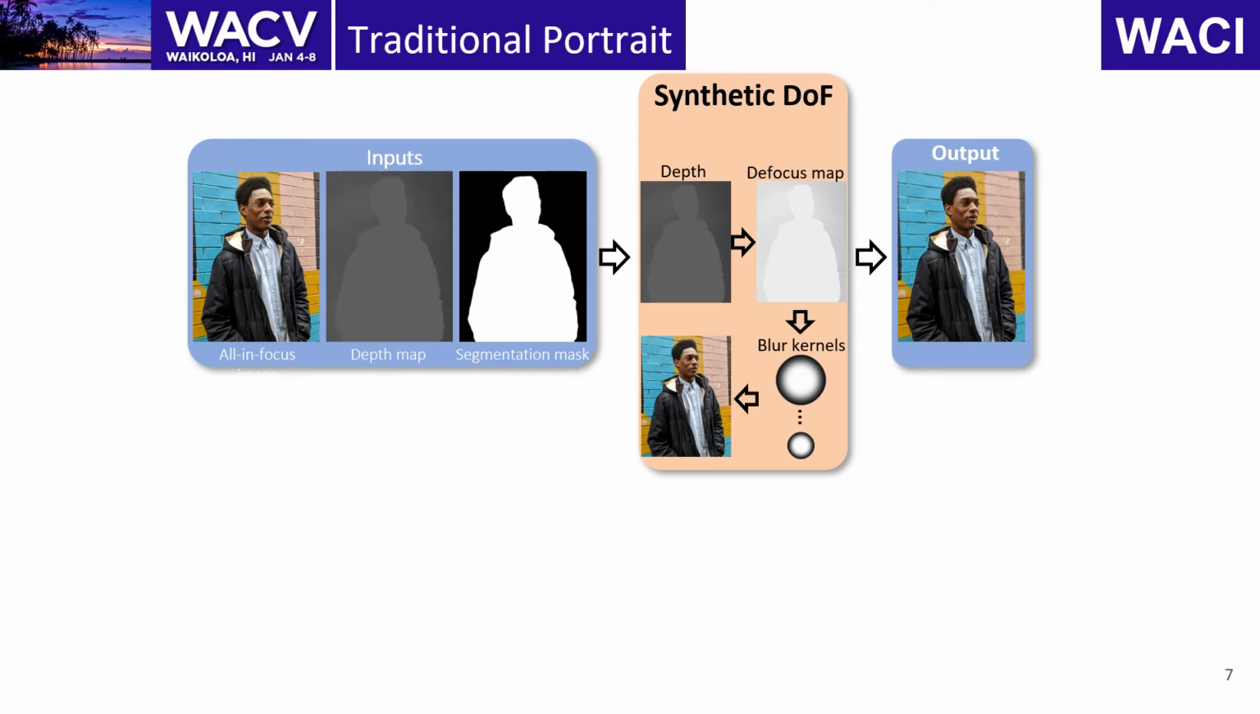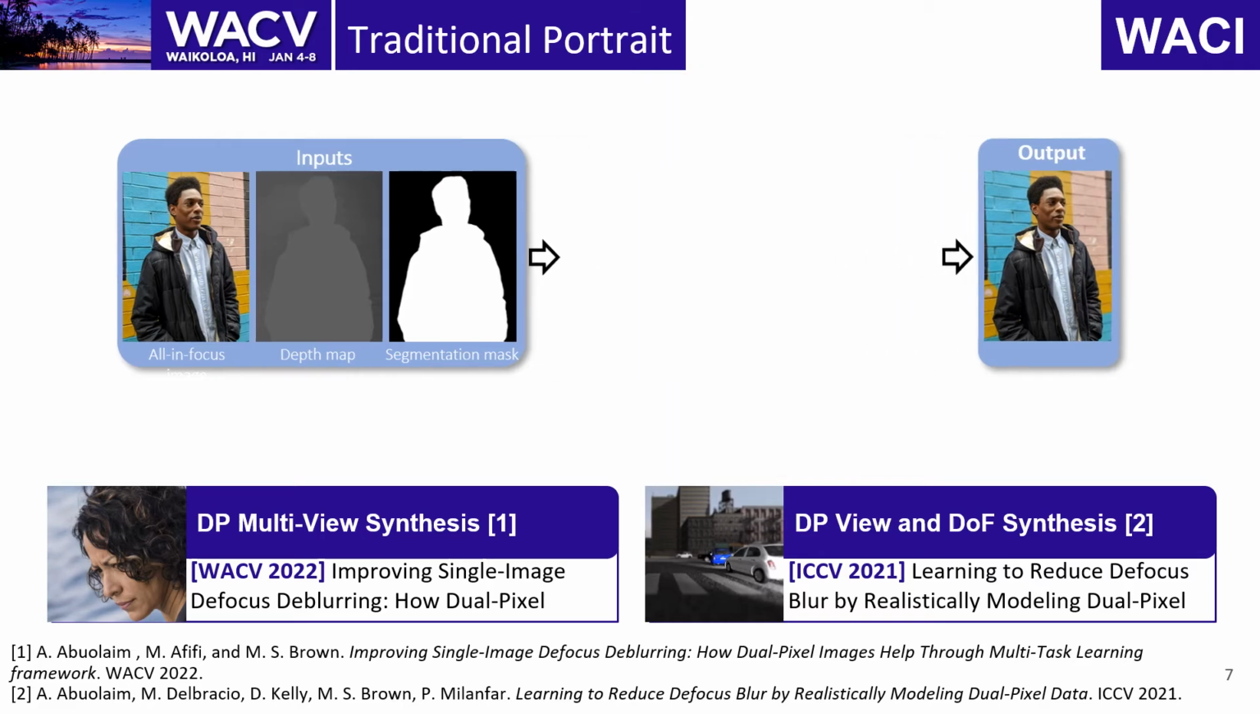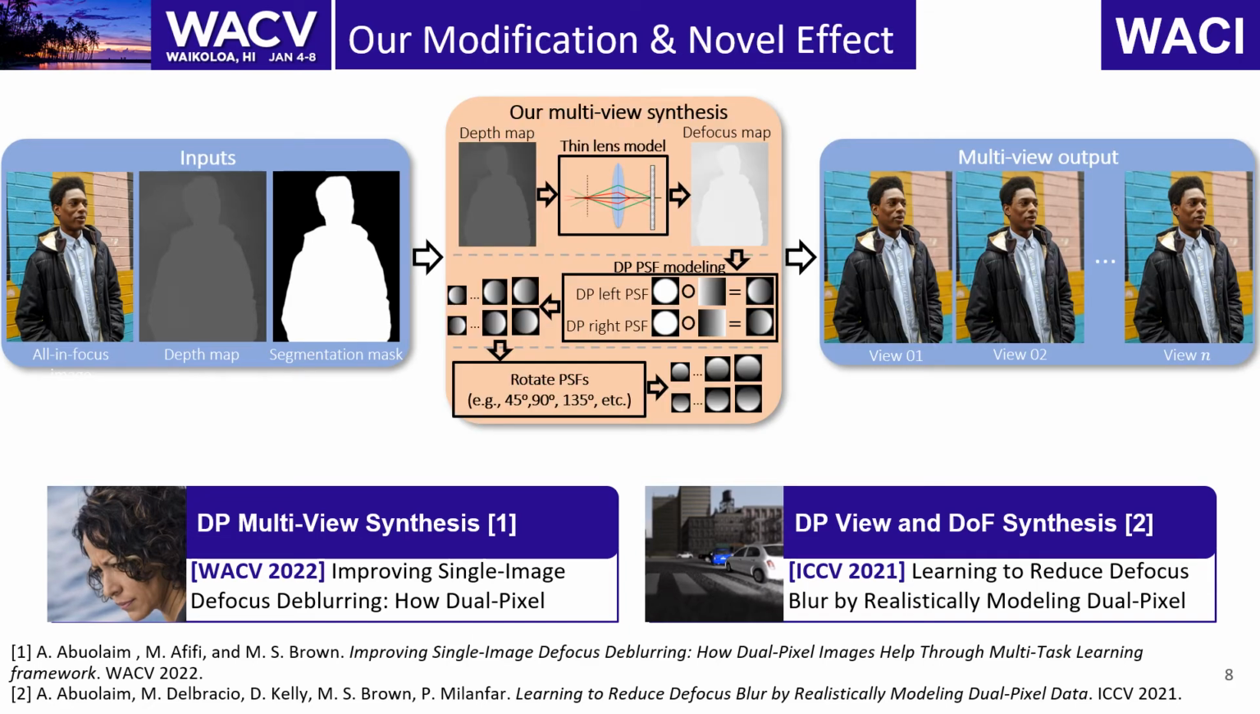Inspired by our previous work, we propose a modification to the traditional synthetic bokeh unit in the portrait mode to synthesize multiple sub-aperture views to generate the NIMAT effect along with the output bokeh image. Let's see. Our modification enables synthesizing shallow depth of field along with generating multiple views by applying a rotated blurring kernel.